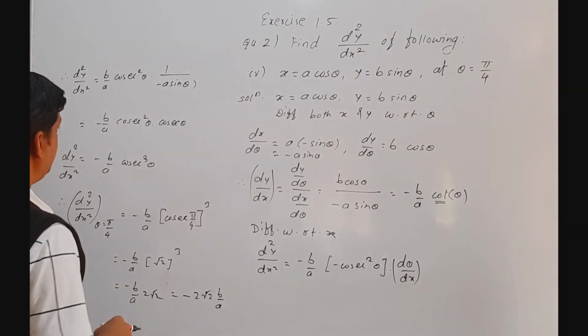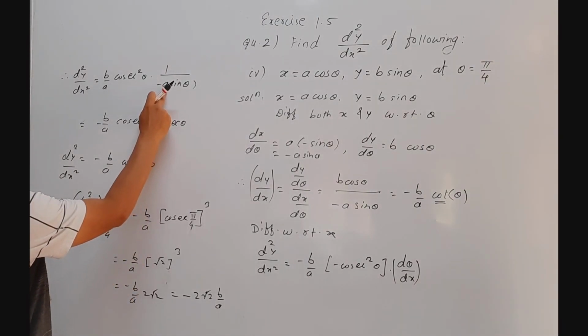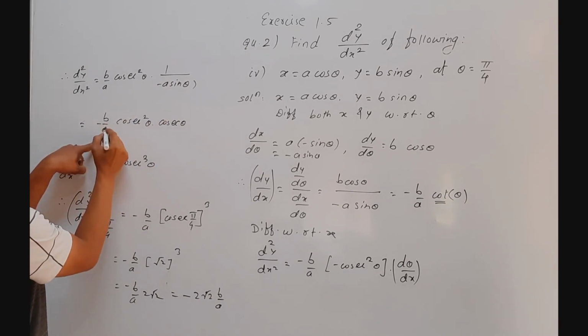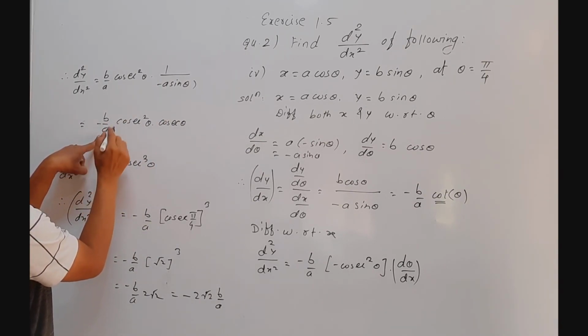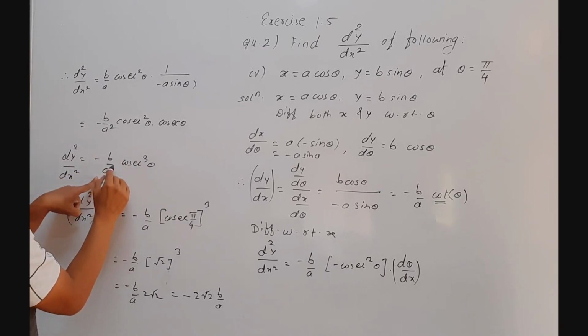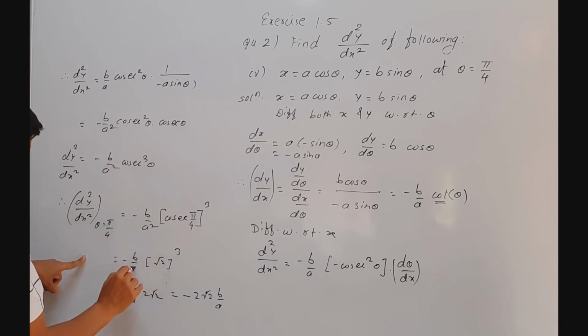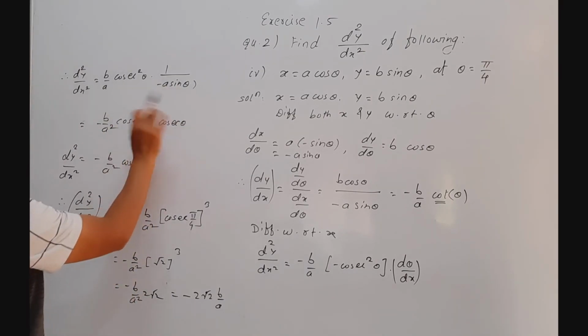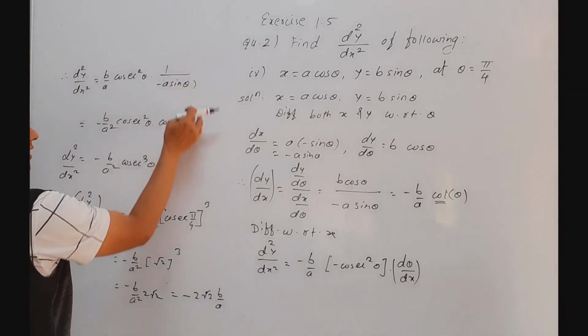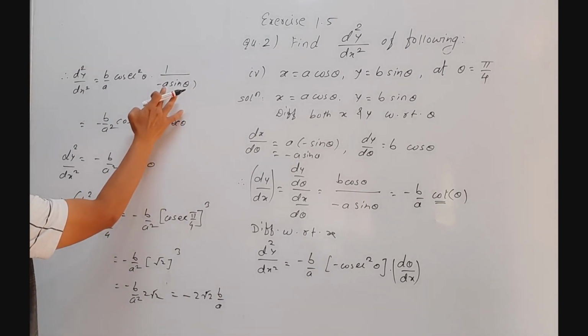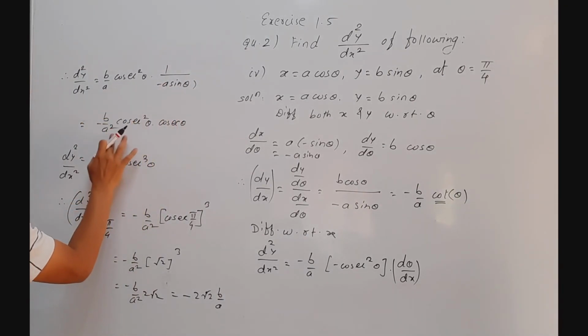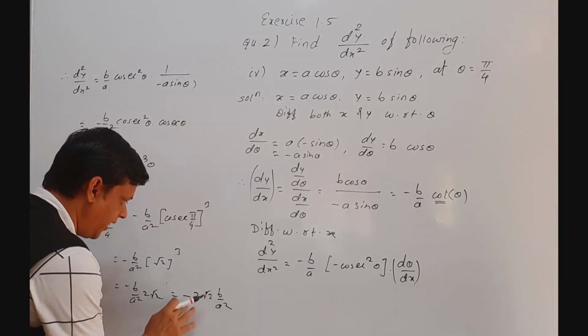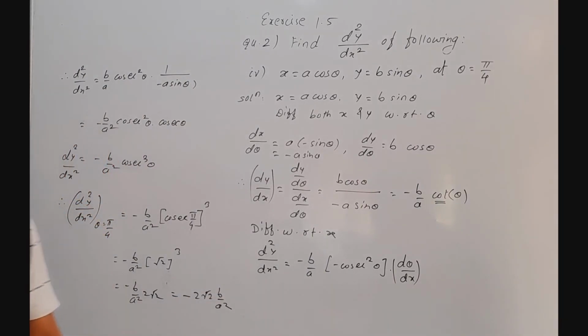Sorry, here one correction. We write this a with multiplication to this a, so we have to write a square here also. In every step we have to write a square in place of a, because we write 1 upon sin theta as cosec theta, so we have to multiply this a with this a. So we write a square in every step, so the final answer we get is minus 2 root 2 b upon a square.